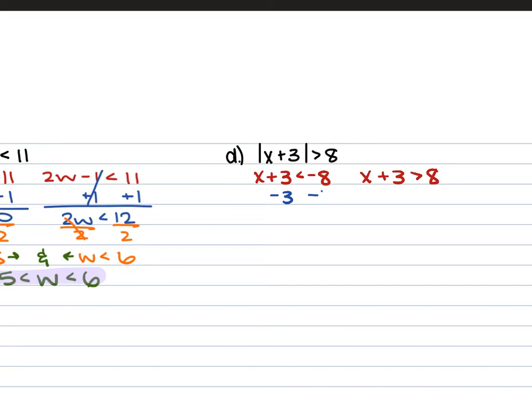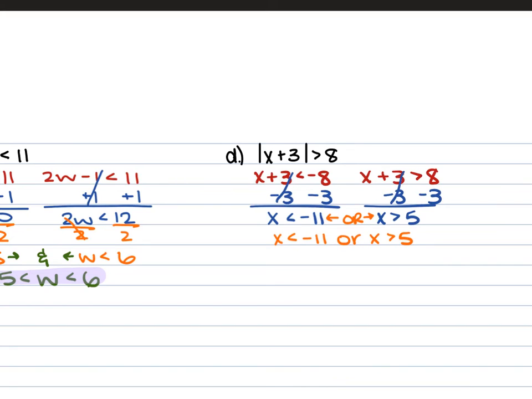We subtract the 3 from each side, and we have x is less than -11, as well as x is greater than 5. The inequality with my smaller number is on the left. My signs point away from each other, so this is an or statement. So I'm just going to rewrite it as x is less than -11, or x is greater than 5.